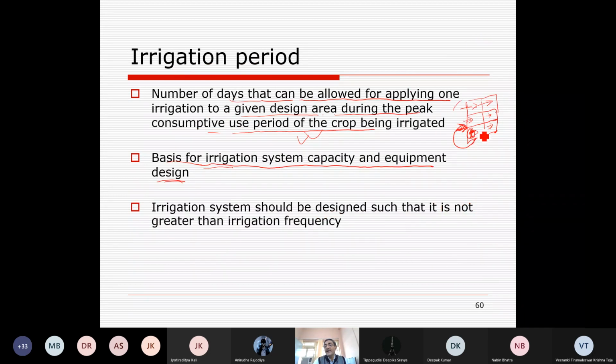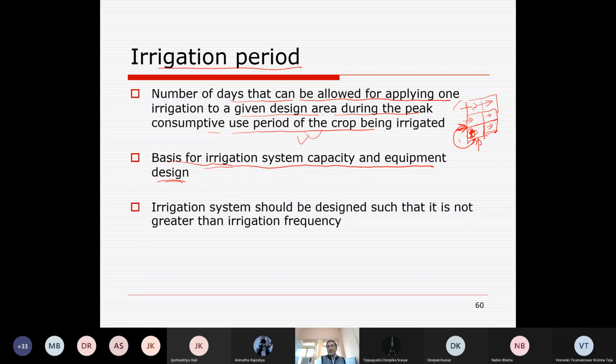It is designed just like it takes 1 day for each block, so 1 2 3 4 5 6. It should be designed in such a way, either it is a system or a pipeline, that in 6 days it is covered, and the requirement of water again for field one is after 6 days, or it is the 7th day when we need to apply water here. So that is called the irrigation period.